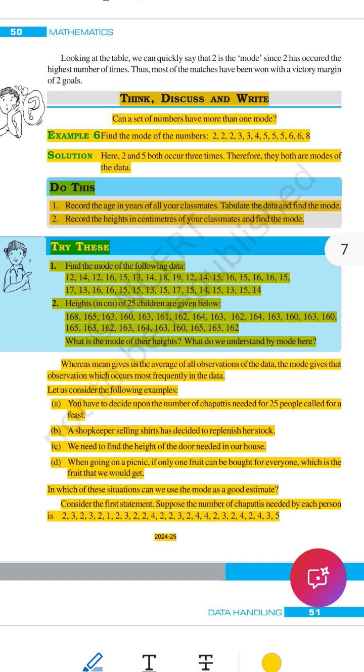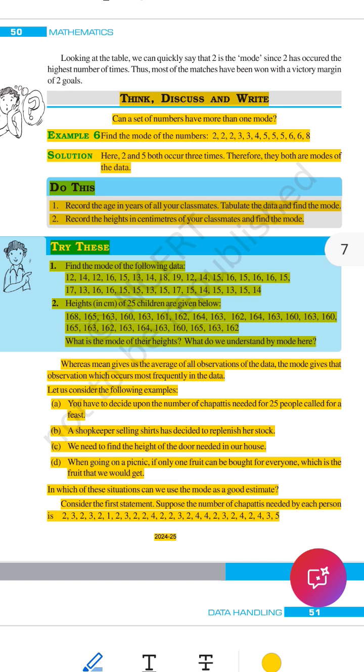Examples of mode in real life. Chapatis at a feast, people want 2, 3, 2, 3, 2, 1, 2, 3, etc. Mode equals 2 chapatis, most guests want 2 chapatis. But if you give everyone 2 chapatis, 2 times 25 equals 50, it's not enough because the total real need is 73 chapatis. Here, mode is not good because it underestimates the total.